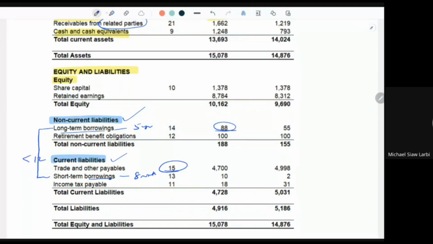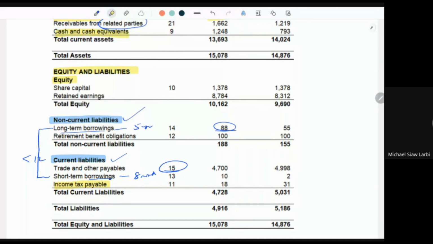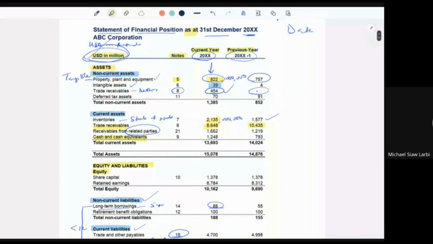Then income tax payable, right? If you are joining us from Ghana, obviously this is what you are supposed to pay GRA, that you are yet to pay, but you expect to pay within the coming 12 months. So ladies and gentlemen, this is how a standard balance sheet looks like. We've seen all the elements.